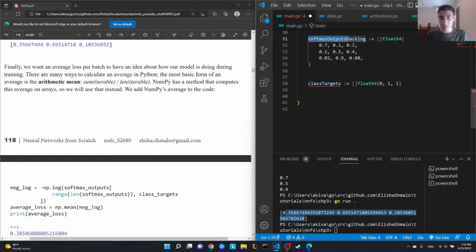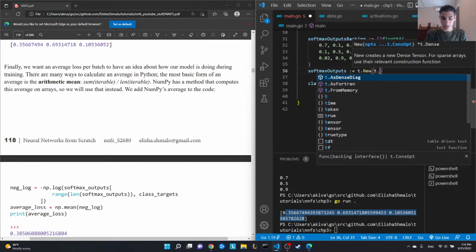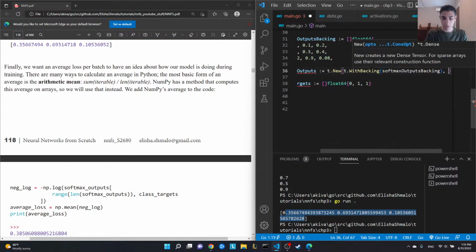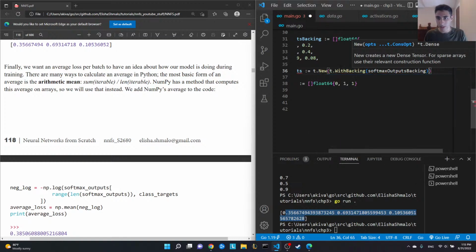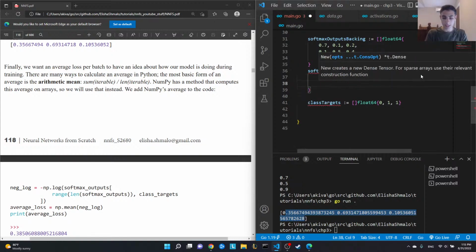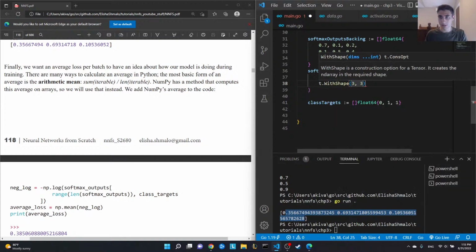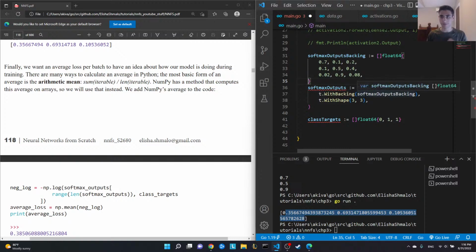Okay, so now that we have the backing, we're going to say softmax outputs. What will the actual outputs be? It's actually going to be a tensor. Softmax outputs colon equals t.New, t.WithBacking, softmax outputs backing, and the shape. Sorry, hold on. Let's expand this to make it cleaner, so we can see all of it. The next argument passed in will be t.WithShape, and this will be 3 by 3. It's going to be a shape of 3 by 3. Great. Softmax outputs colon equals t.New, t.WithBacking. Excellent.